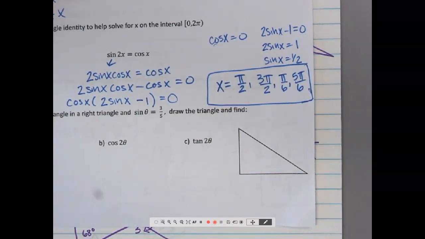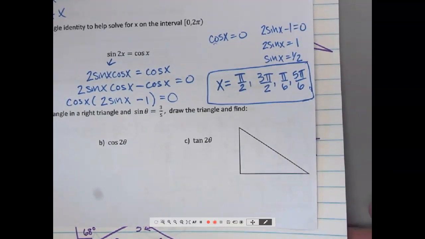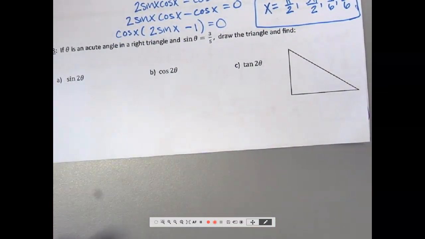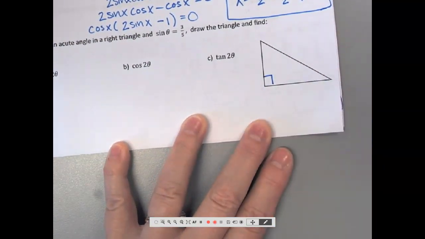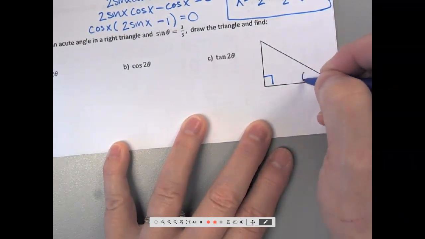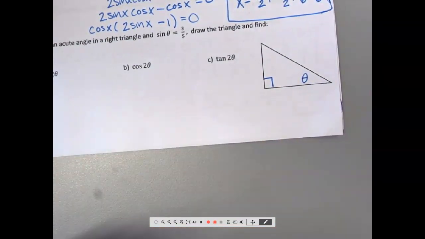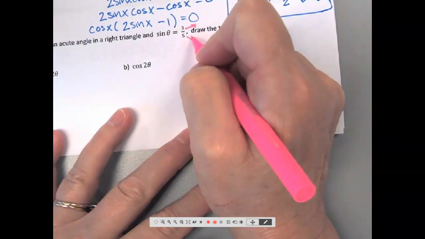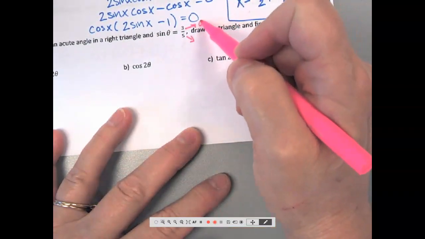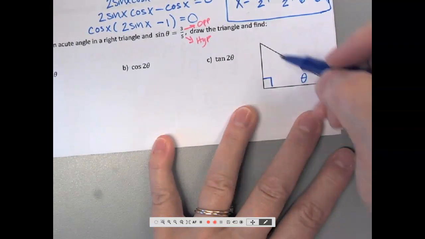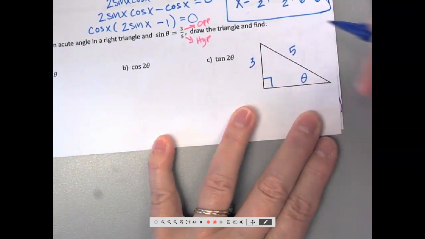Question on that? Okay, let's see. If theta is an acute angle in a right triangle and sine theta is 3/5, draw the triangle and find sine 2 theta, cosine 2 theta, tangent 2 theta. All right, so here's my right triangle. Theta can be either of the acute angles. Doesn't matter, just label one of them. And the fact that I'm giving you sine tells me I'm giving you what over what? Opposite hypotenuse. Okay, so let's label those. Opposite theta is 3. Hypotenuse is 5.